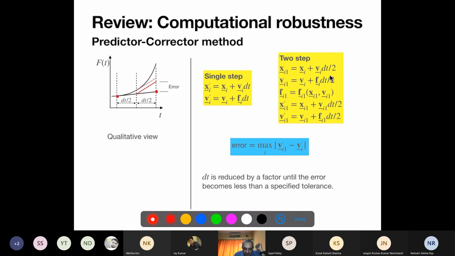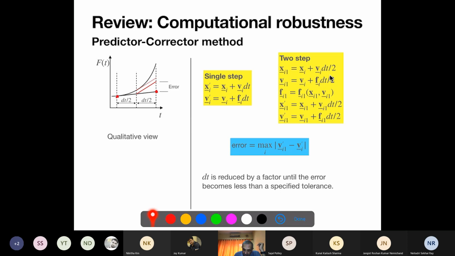Okay, so this is for a single step. You will go from here to here because you're calculating the force at this point. Now, if you want to take two steps, then let's say we do it at dt by 2 first, and then again dt by 2.